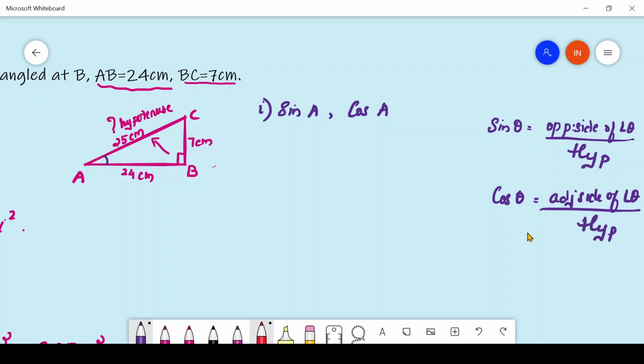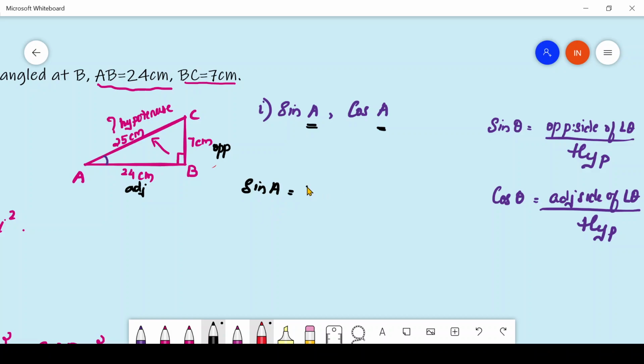Can we apply the same here? Yes, of course, right? So first we have to find out what is the opposite and adjacent of this triangle with respect to angle A, because we have to find out here angle A, right? So with respect to angle A, opposite of angle A is what? That is BC. Very good. So this is the opposite side and this will be the adjacent side. So now it is very easy for you to do the rest. So we are going to find out sine of angle A.